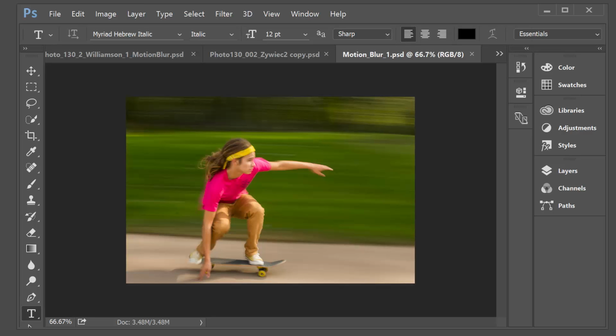And this is 1/8 of a second. So it's not that long of an exposure, but the amount of distance the skateboarders cover in 1/8 of a second is really what blows that out. So these are pretty good examples of what you have to do to create motion blur.